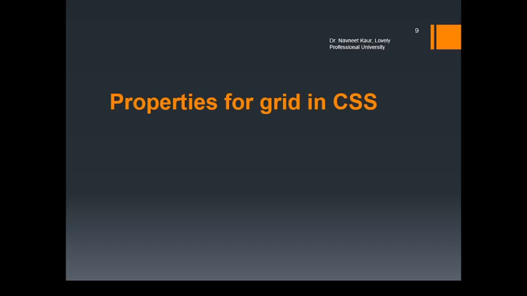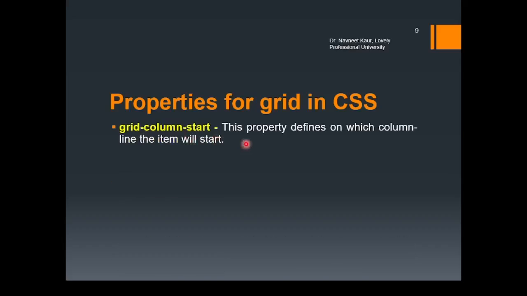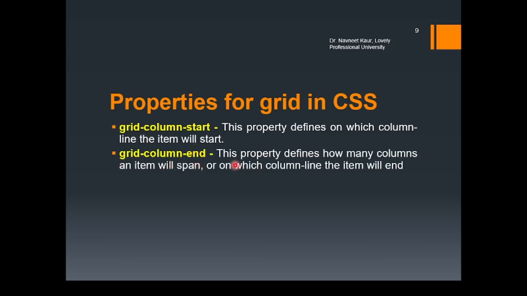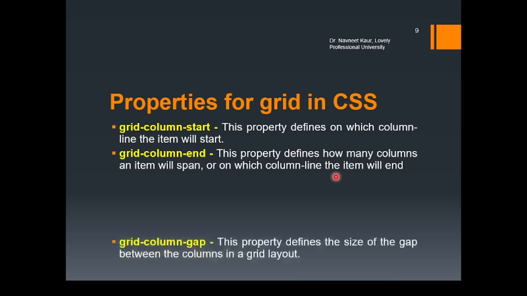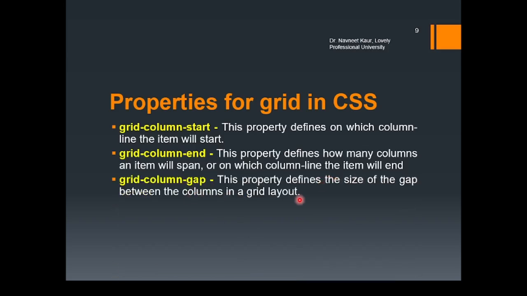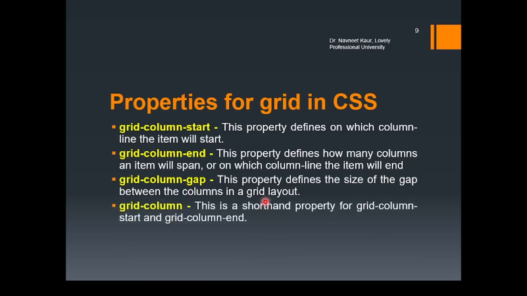Now, just like these properties that we have done for the row, in the same way we have properties for the columns. So we have grid column start. This property defines on which column line the item will start. Then we have grid column end. This property defines how many columns an item will span, or on which column line the item will end. Then grid column gap. This defines the size of the gap between the columns in a grid layout. Then grid column, which is a shorthand property for grid column start and grid column end.